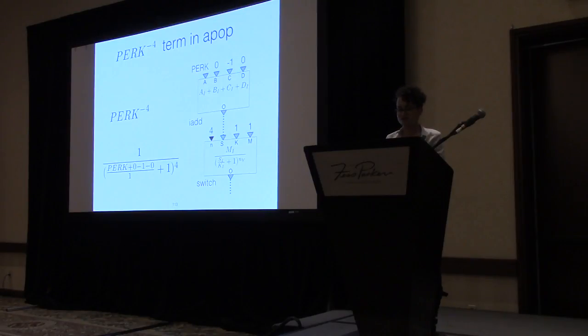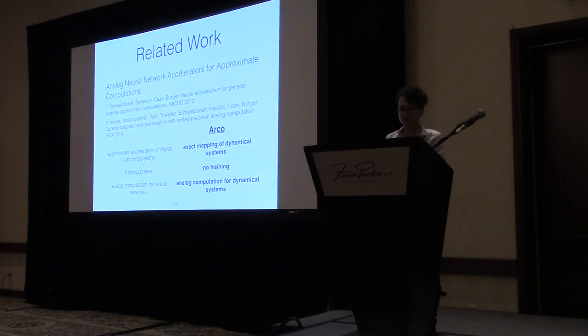So what Arco figured out is how to chain a current adder to a switch block and set the parameters in both the current adder and the switch block, such that the resulting expression, when simplified, produces perk to the -4. Here's some related work.